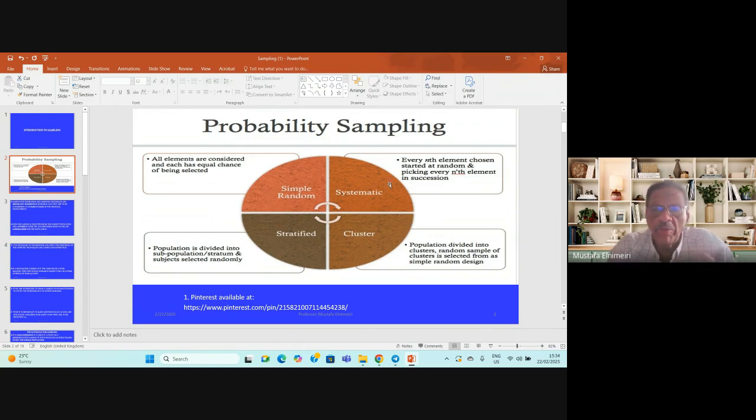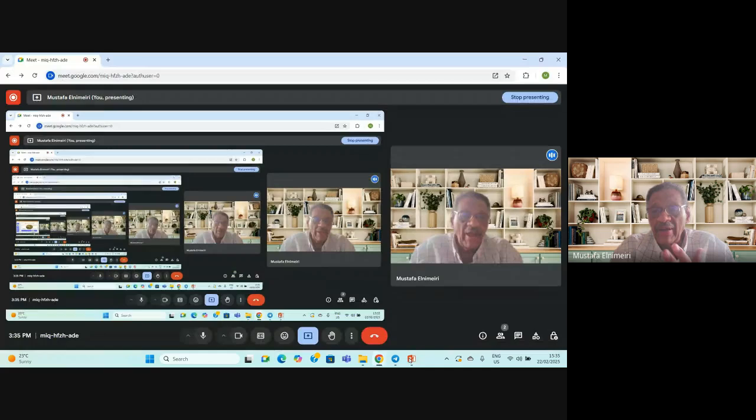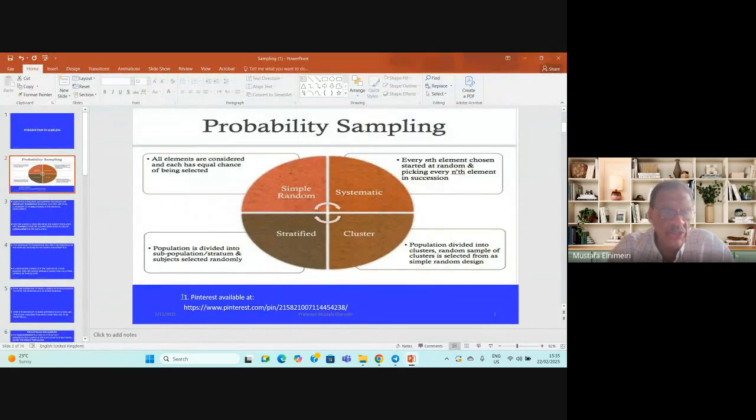And then we can talk about systematic sampling, where every nth element is chosen, starting at random and picking every nth element in succession. And also we have cluster sampling, where the population is divided into clusters, and random samples of clusters are selected using a simple random design. And this is available on Pinterest, at this web address, so that you can access it to understand more. But this is to start with, to understand the types of samples that we use in health research and in medical research in general.